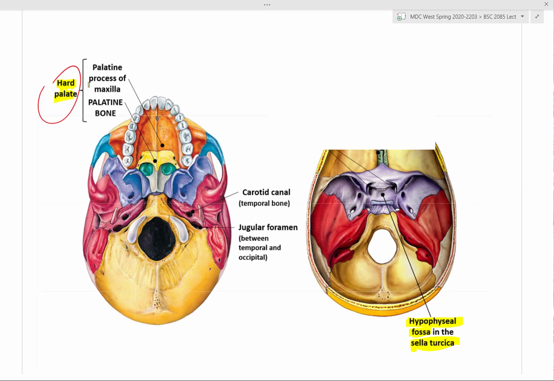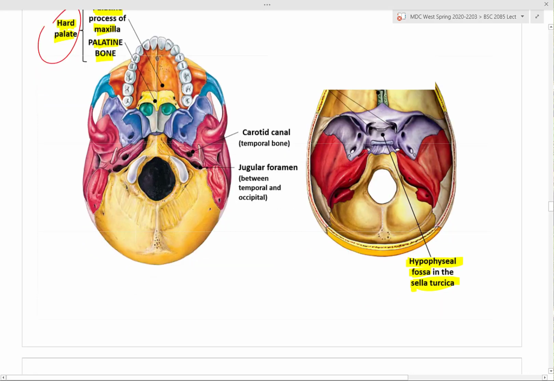On the nasal cavity, what does the hard palate form? The palatine bone, what does it form? The floor, right? Just know that. So yes, it is the palatine process and the palatine bone, and that's what makes up the floor. That's the whole purpose here.